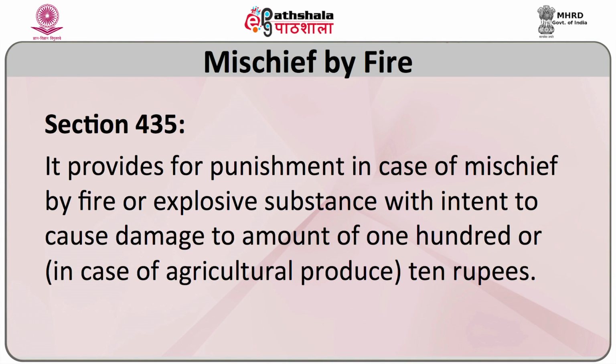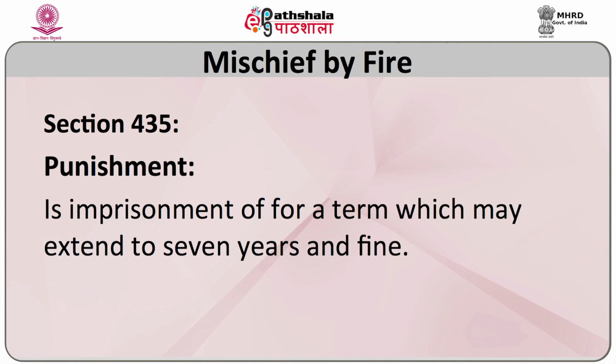Now, section 435, if I start with it, provides for punishment in case of mischief by fire or explosive substance with an intent to cause damage to the amount of 100 rupees, or in case of agricultural produce, 10 rupees. The punishment here is imprisonment for a term which may extend to 7 years, and fine.